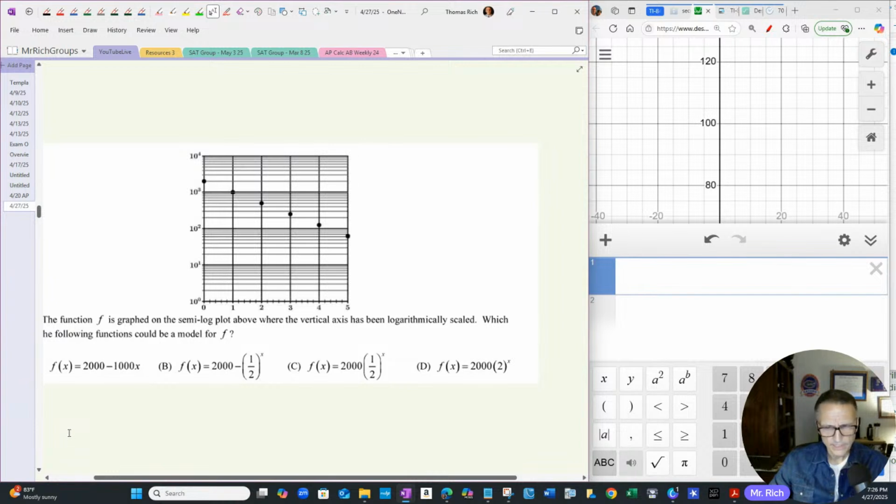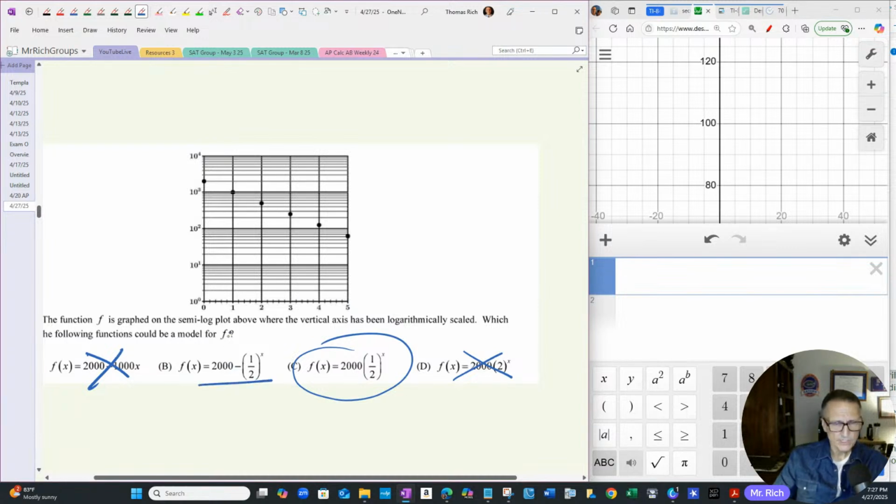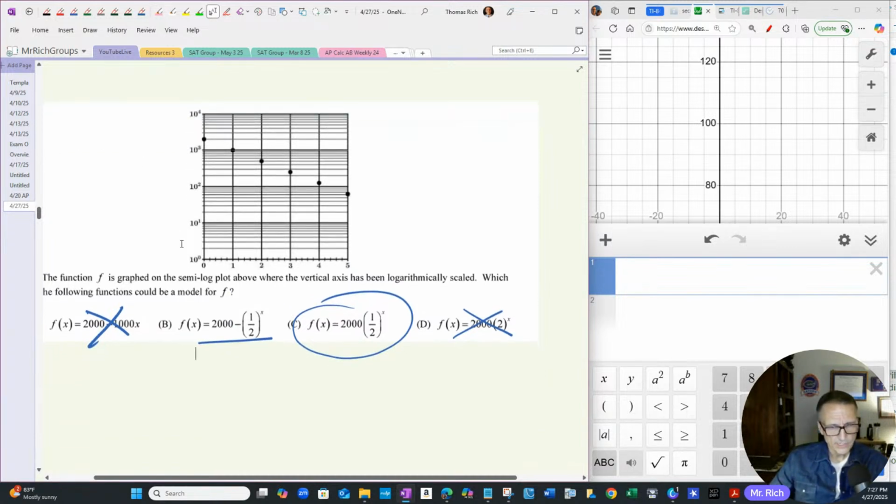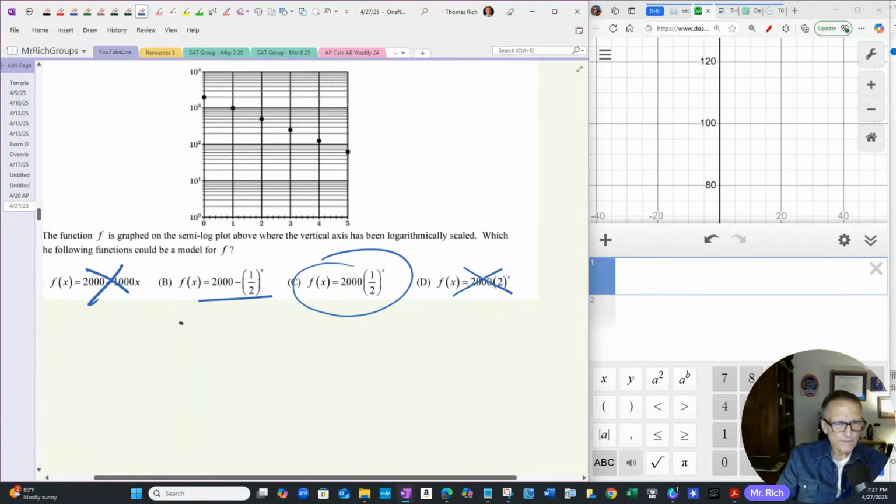Now, when you take a look at these functions, which ones are exponential decay? Well, this one right here is exponential growth. That itself is a linear function. And so this one right here is going to be an exponential decay model. Now, what does this one look like? 2000 minus 1/2 x. Well, that function right there, if you consider it as negative 1/2 to the x plus 2000 right here.